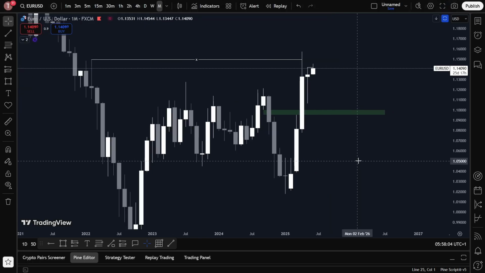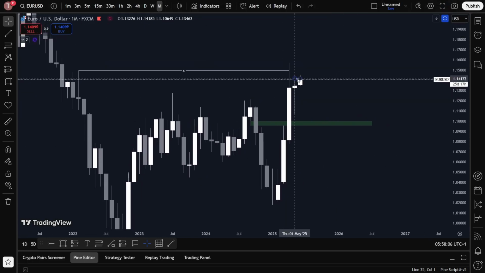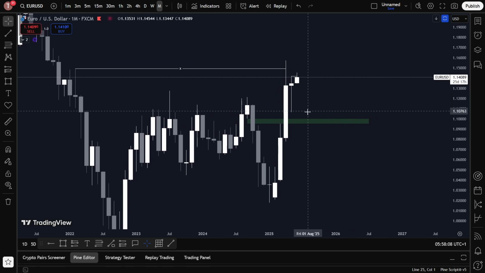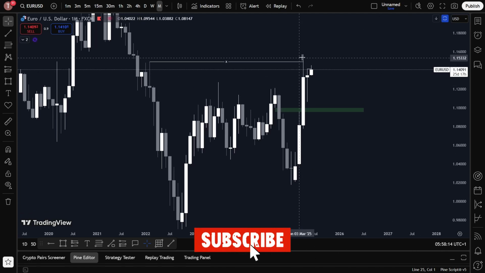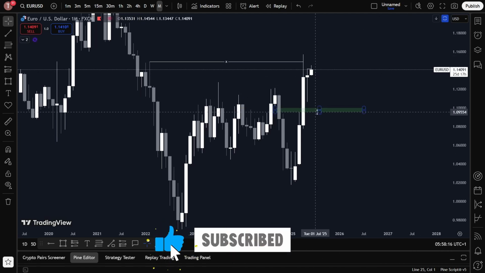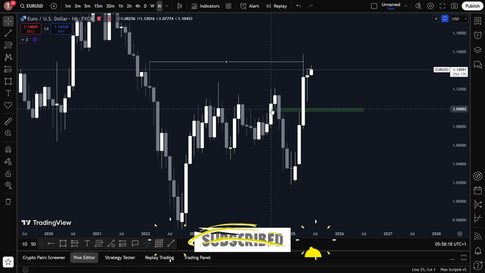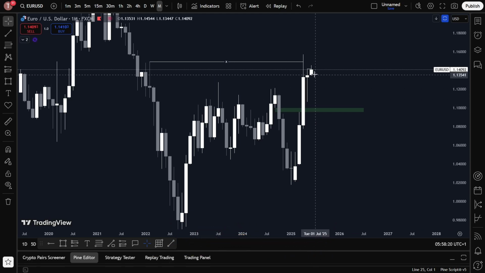So this is the monthly chart of Euro USD, and what we can see is that the price is sweeping the previous month's high and we are having this BPR. So I'm anticipating that most likely we are going to move down and then mitigate this unmitigated BPR. So let's move to the weeklies to see what we have in here.